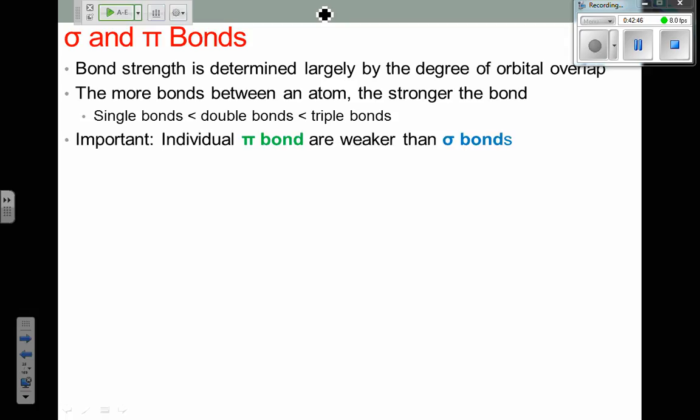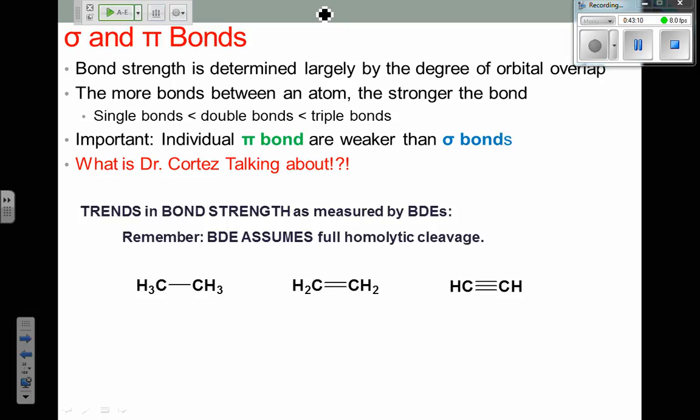However, what's really important is that when we look at reactions, pi bonds react much more readily than sigma bonds. So what is Dr. Cortez talking about? That doesn't make sense. How can triple bonds be stronger but they react more readily? Pi bonds aren't nearly as strong as sigma bonds. But when we're talking about the strength of the bond, we're talking about the total strength of the bond.